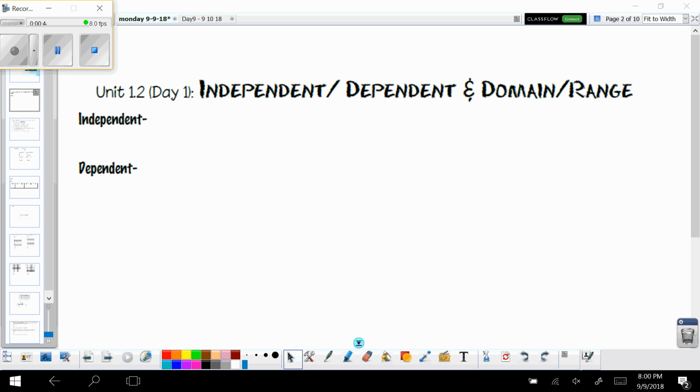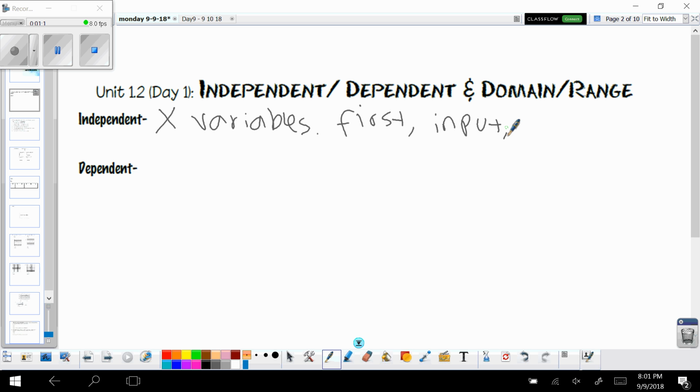Okay, so independent in the real world means somebody who can stand alone, somebody who doesn't need help. So independent in algebra pretty much means the same thing. Now our independent variables are always our x variables. Forgive my handwriting on this. Okay, it's what comes first. It's our input. Okay, those are the things you need to remember for independent.